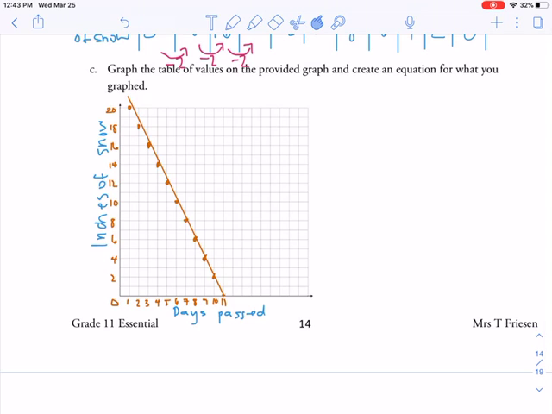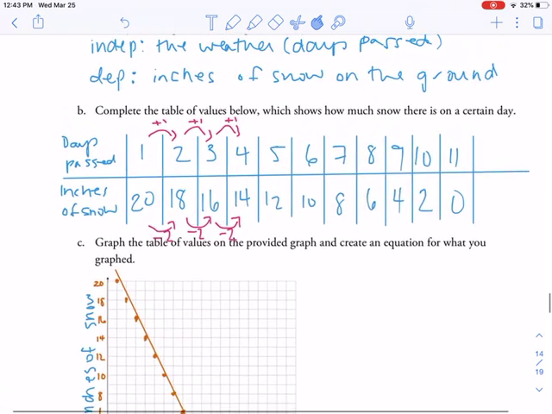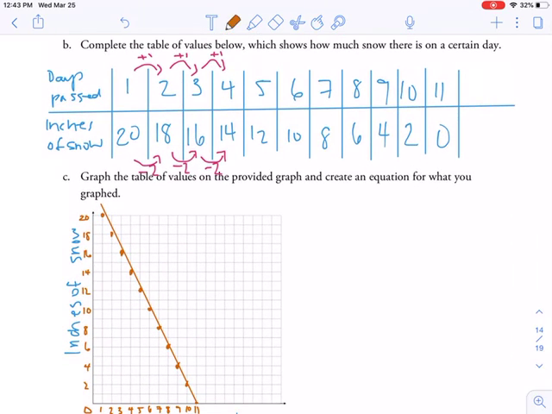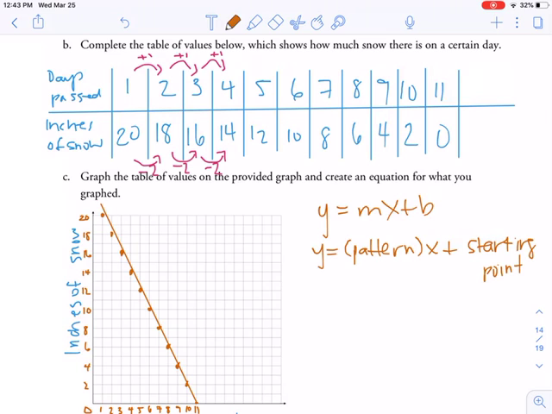We've done that. Now, we're going to create an equation. So you may or may not remember this from grade 9, but if you don't, that's okay. We'll go over it. Whenever we make an equation of a line, it's easiest to do it in the y equals mx plus b form. The other way to think about that is y is equal to pattern times x plus starting point. Okay, and so in this case, our pattern is here, right? -2, -2, -2. So we're always talking about the dependent variable pattern, okay?